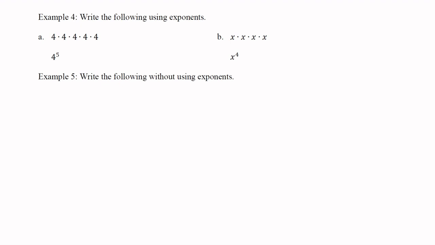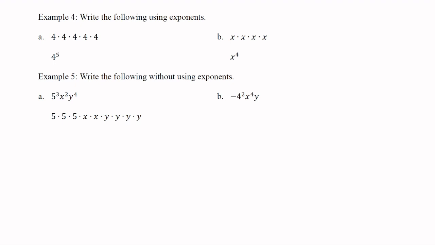Now, we're going to go the other way. We're going to write the following without using exponents. So for this first one, 5 to the 3rd, x squared, y to the 4th, you're going to write out 5 3 times multiplied, x 2 times multiplied, and y 4 times multiplied.